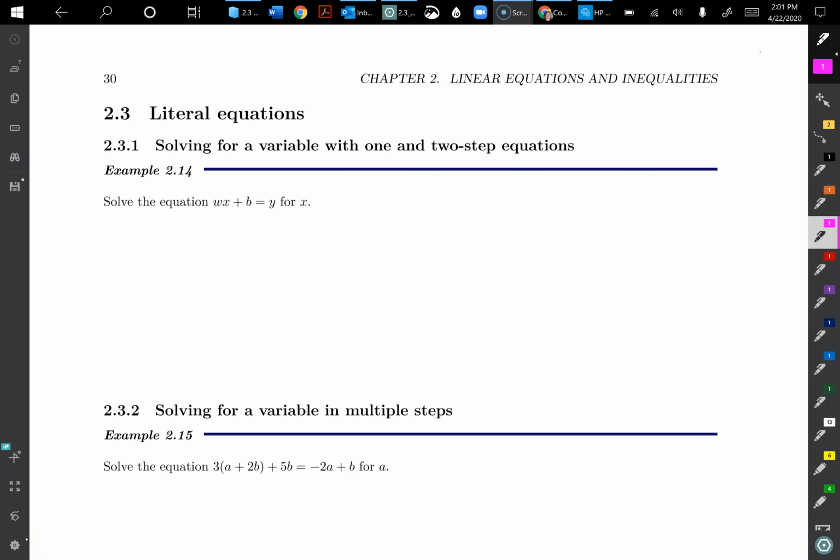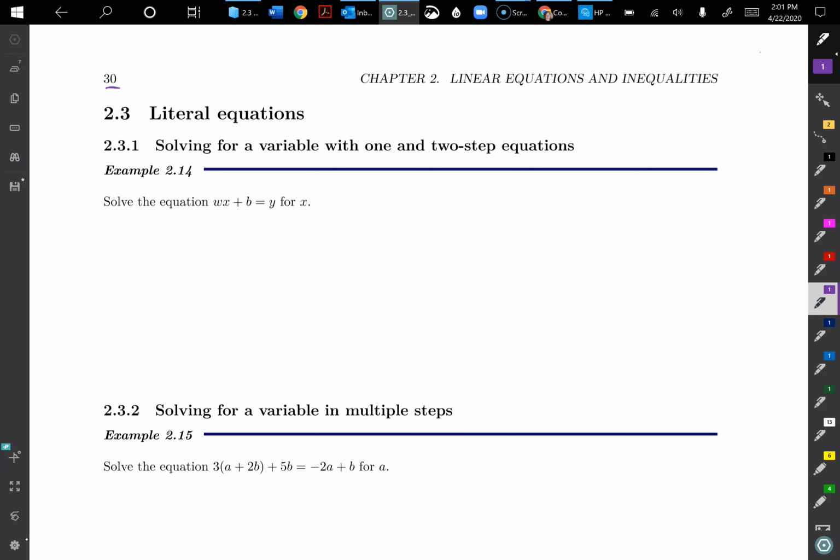This video is on literal equations, or in other words, solving for one variable in terms of another, or solving a formula out for a specific variable. So we have example 2.14 of your workbook if you're in the course with me. It's page 30 of your workbook. Solve the equation wx plus b equals y for x.